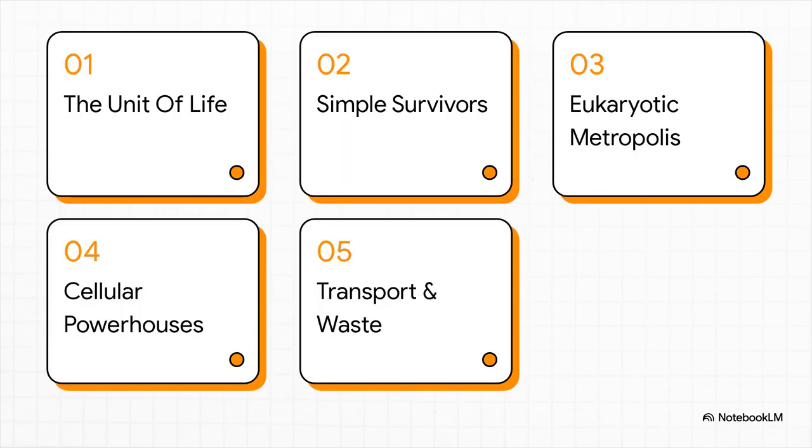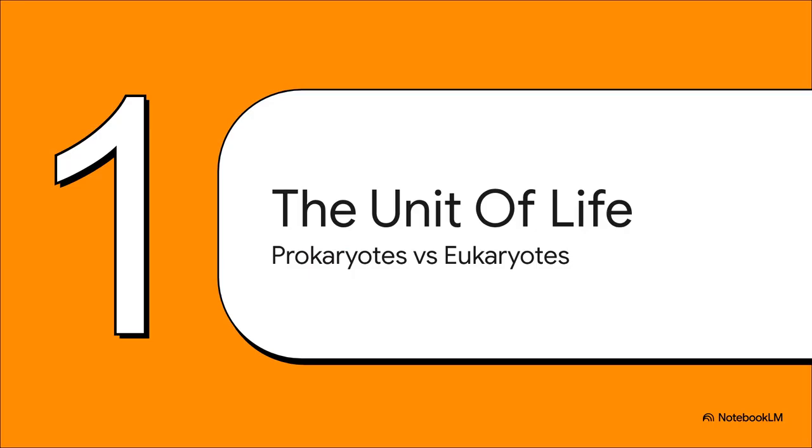So, here's our roadmap for today. First, the unit of life. Second, prokaryotes, the simple survivors. Third, the eukaryotic metropolis. Fourth, powerhouses, mitochondria and chloroplasts. And finally, number 5, transport, packaging, and waste. Let's get moving. Starting off with section 1, the unit of life, prokaryotes versus eukaryotes.